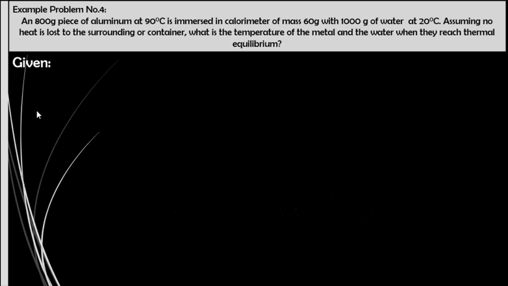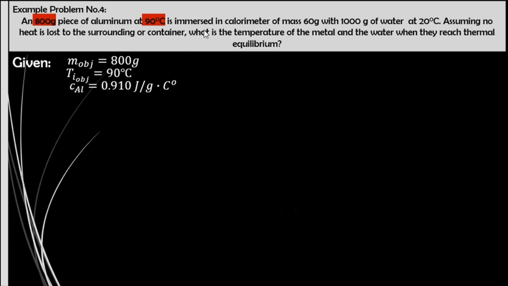So let us analyze our problem by identifying the given. So our object is aluminum with a mass of 800 grams, and that is initially at 90 degrees Celsius. So the initial temperature of the object is 90 degrees Celsius, and since our object is made of aluminum, we will use the specific heat capacity of aluminum, which is 0.910 joule per gram times Celsius degree.